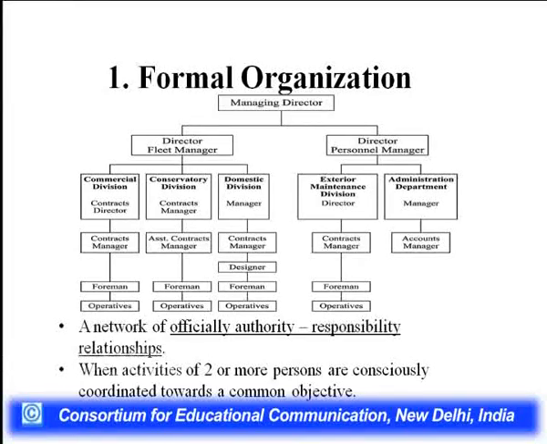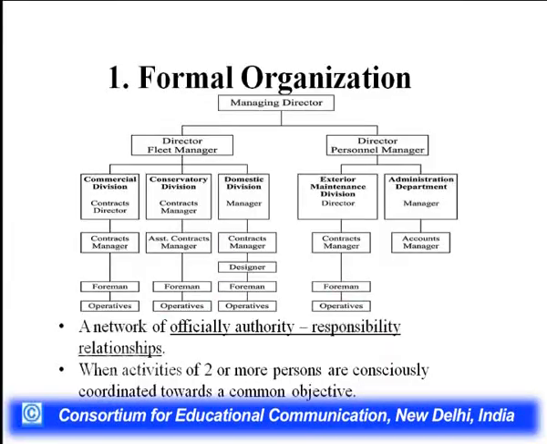So if we refer to the first, the formal organization case, then we can refer to a network of officially authority responsibility relationships. When this particular case is officially defined, then this is a kind of formal organization, and this is basically an organization where the activities of two or more persons are consciously coordinated towards a common objective. So in this particular case, the formal structure has been defined, and in this defined structure the authority relationship, or the authority responsibility relationship, is well defined.